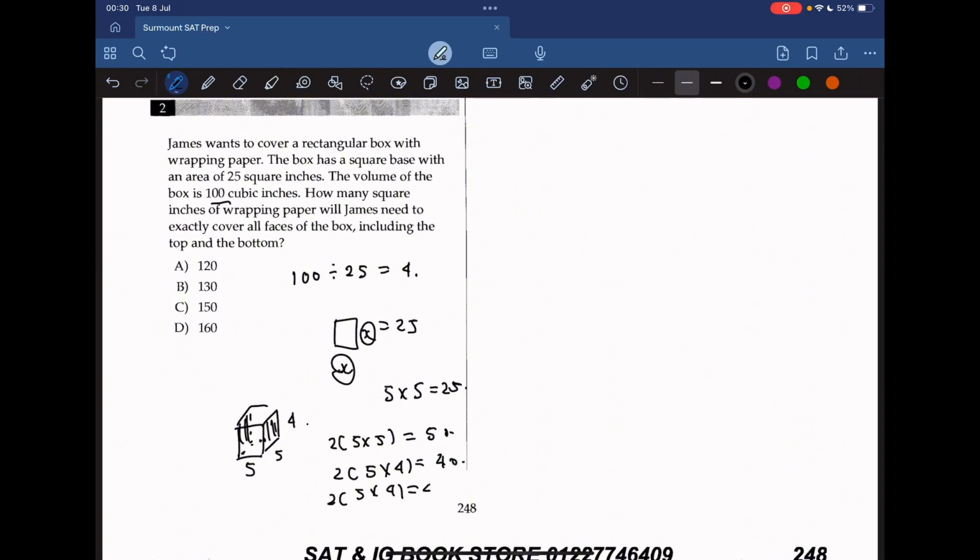This side, and if you draw it here, that'll also be 2 times 5 times 4, which is 40. And to find the square inches of wrapping paper needed to cover all the faces, we're simply calculating the surface area. So the surface area is just the addition of all those faces. So it's 50 plus 40 plus 40, which gives us 130. So the answer is B.